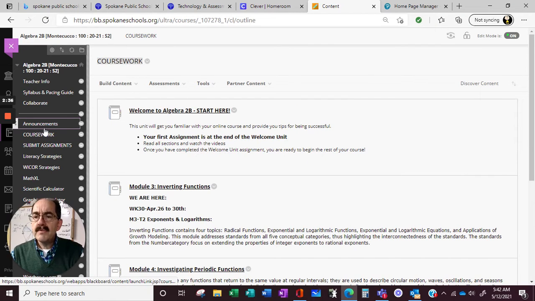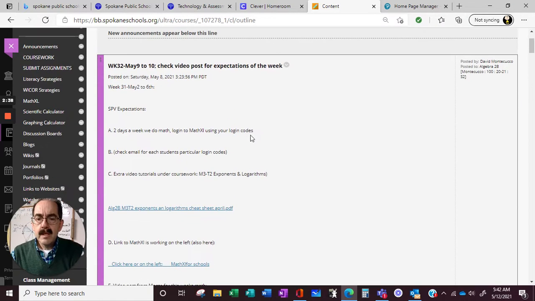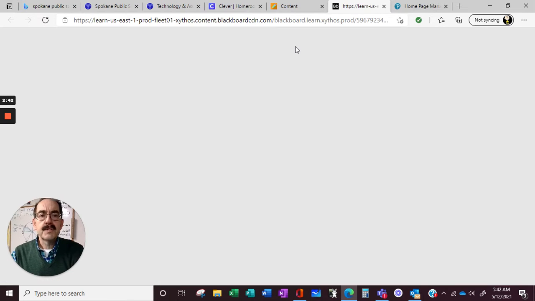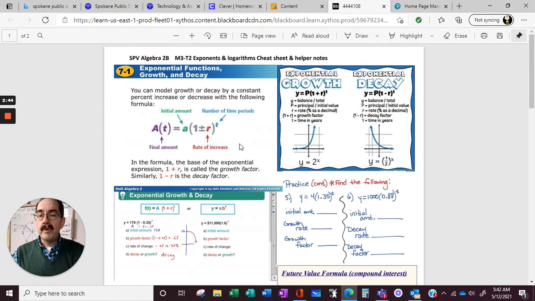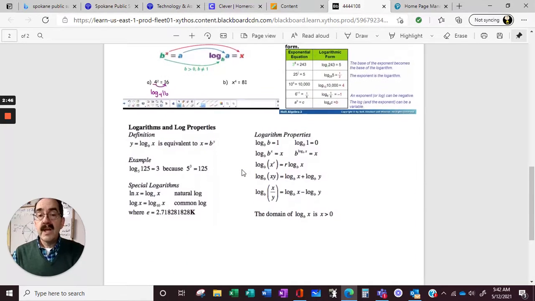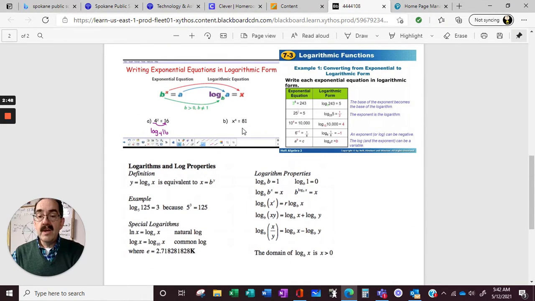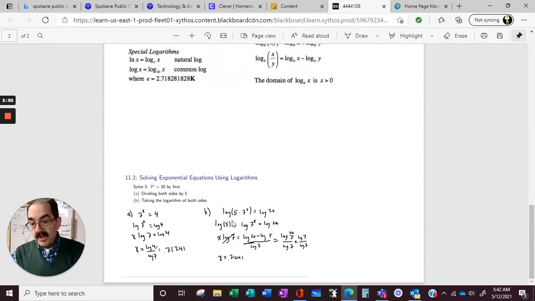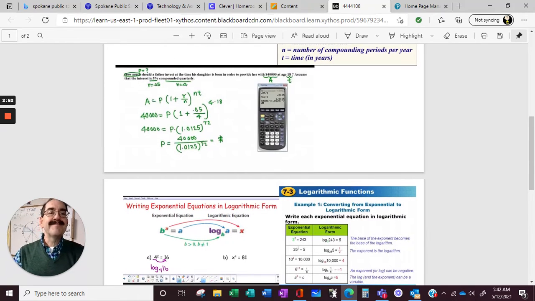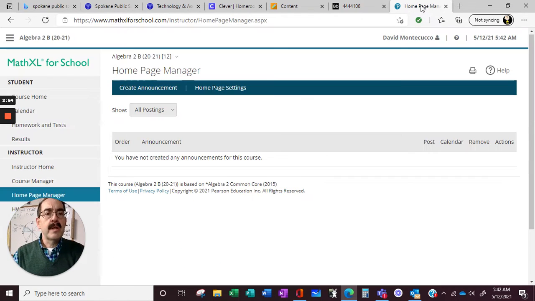Let's go to announcements, and our cheat sheet is right there. It should open up in a separate page. We did our growth and decay functions, and right now we're living here, and then we're going to use them to solve. All right, so let's get started.